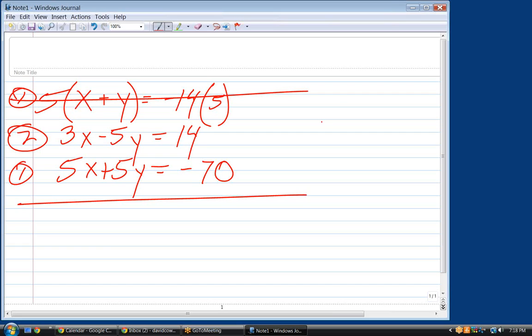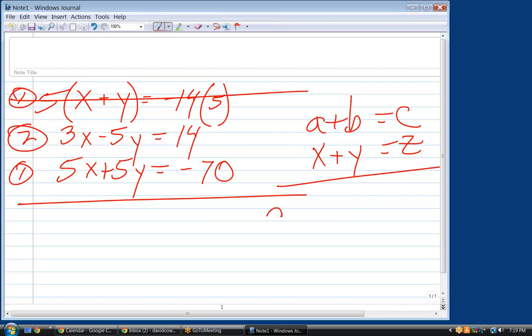This is an important concept. If you have a plus b equals c, and you have x plus y equals z, I can add any two equations. So a plus b plus x plus y equals c plus z. I can also subtract any two equations. So those are the things I'm allowed to do, add or subtract equations.